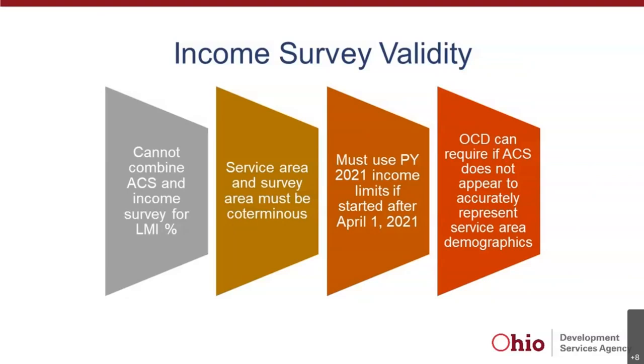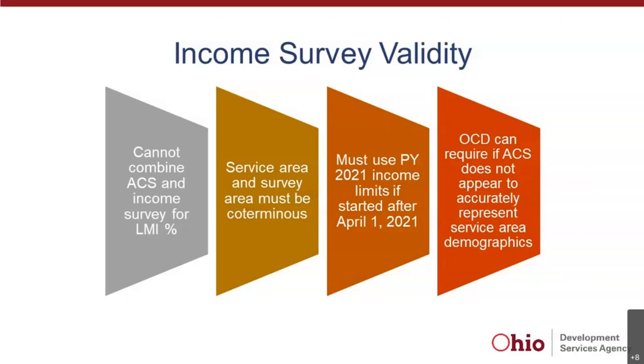The service area and survey area must be coterminous. In other words, the boundaries of the survey area and the service area must match exactly. You may not select a service area that is a subset of a survey area. It's not statistically significant.